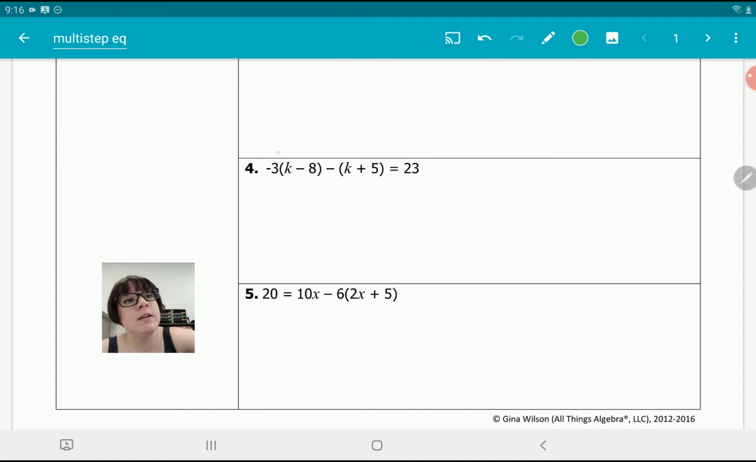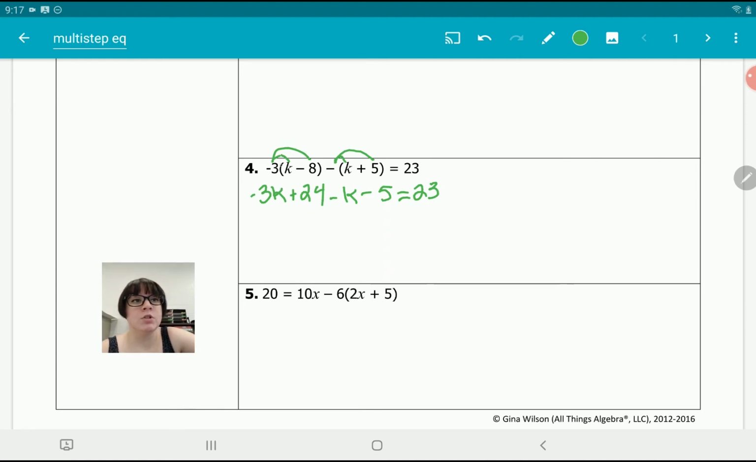So first, again, we're going to start by distributing. So we need to distribute this negative 3 to everything. And then since we have these parentheses, we need to distribute this negative sign to everything. We still have to distribute the negative sign. So starting on this side, negative 3 times k is going to give us negative 3k. Negative 3 times negative 8 is going to give us positive 24. Negative times k, you're just going to change the sign. So negative k. Negative times positive 5 is going to be negative 5, because you're just multiplying by this negative 1 here. And then we still have this equals 23.